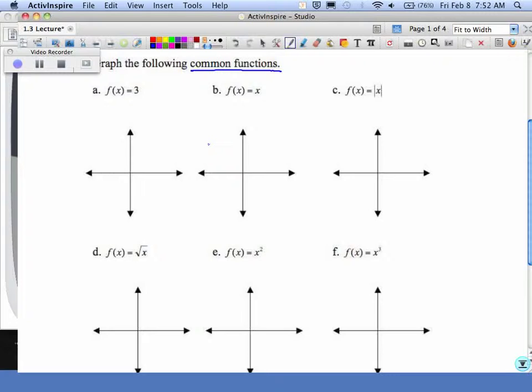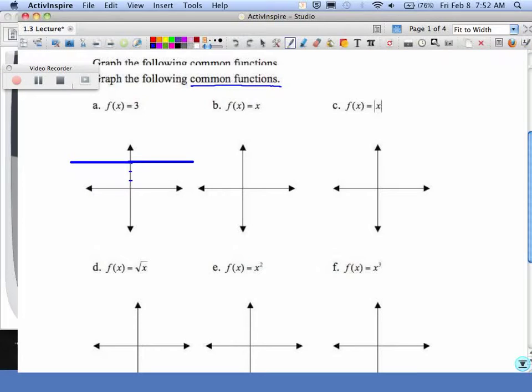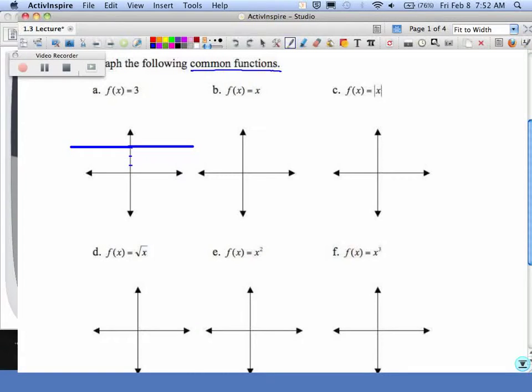This is what's called the constant function. It is simply a graph up at 3, right? So a horizontal line at 3. F of x equals x. That's talking about the linear family. Non-vertical really is what we want there.